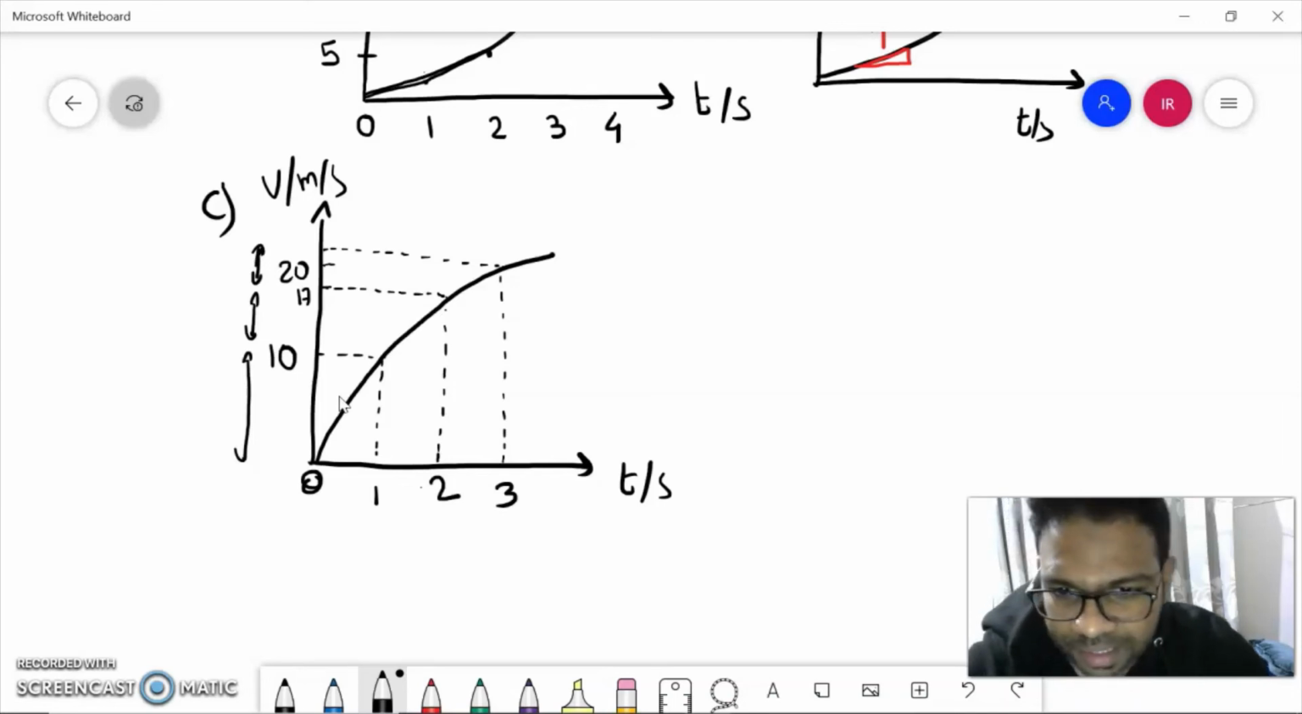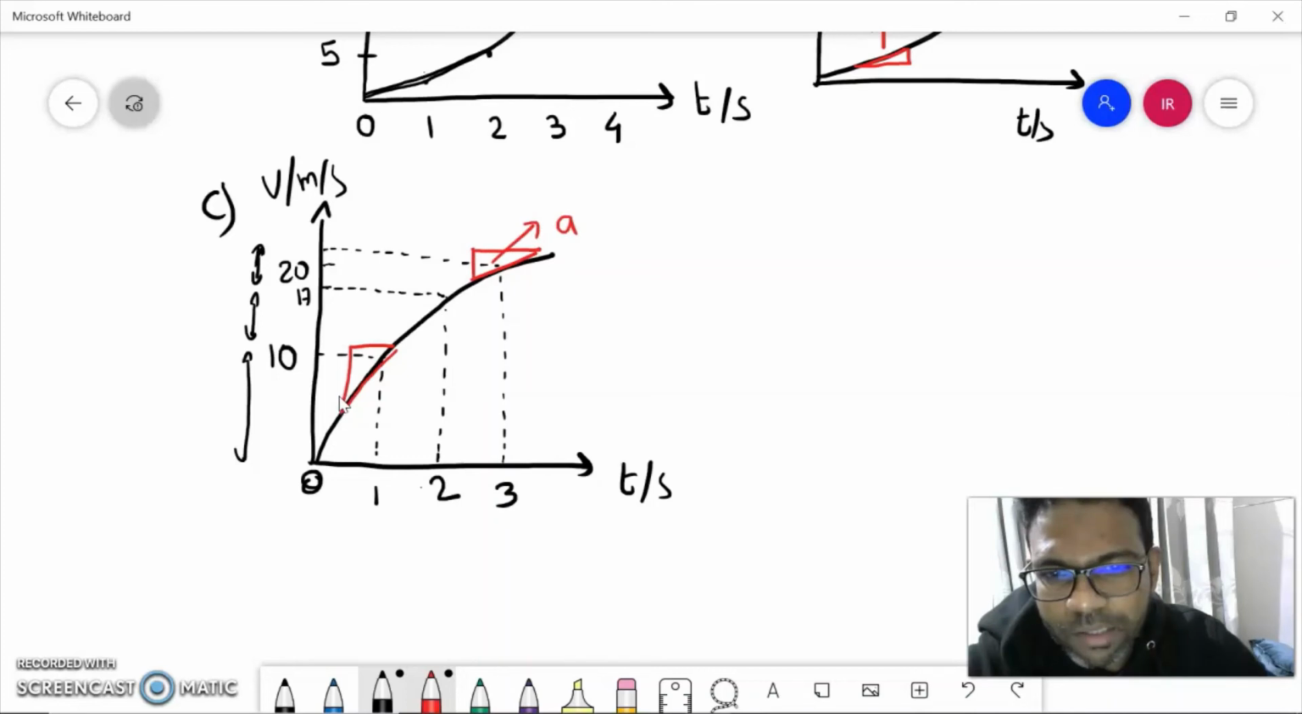So we can say that the object is accelerating. Why? Because the line is increasing. It's showing that the velocity is increasing. And that's why it's accelerating. But how is the gradient changing? If you find the gradient at this part of the graph, the gradient is more, right? The line is steeper. And if you find the gradient here, you see, the gradient is less here.